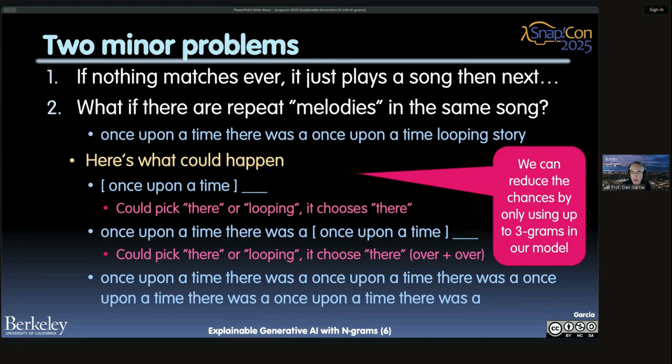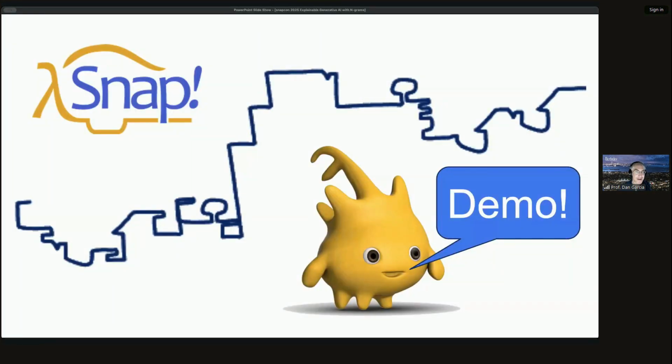We can reduce these chances, by the way, if we only use up to 3 grams, because there's a higher chance of jumping out and other places it would match, which is better than having 4. If you have a 5 gram, it'll have a higher chance of this loop, and you're going to hear this in the song. Now it's time for the demo. Stop talking, Dan, and go to the demo.